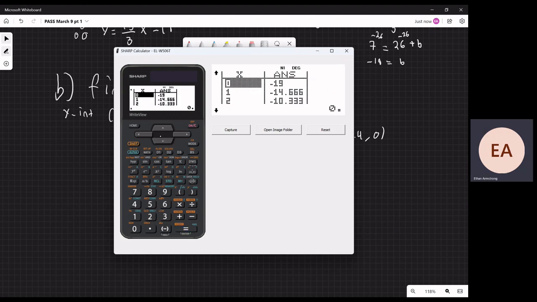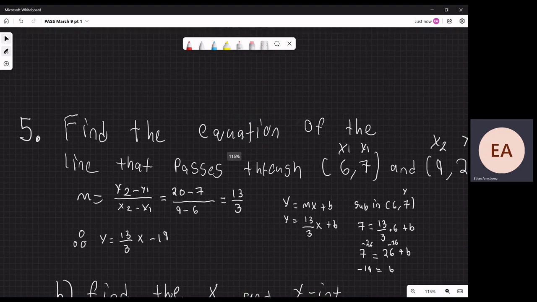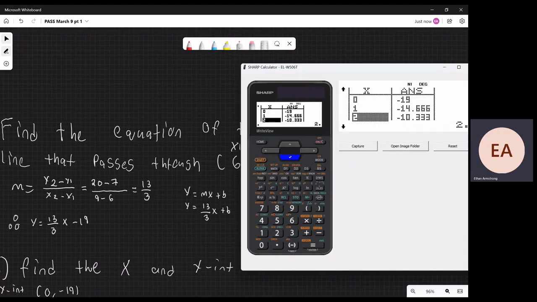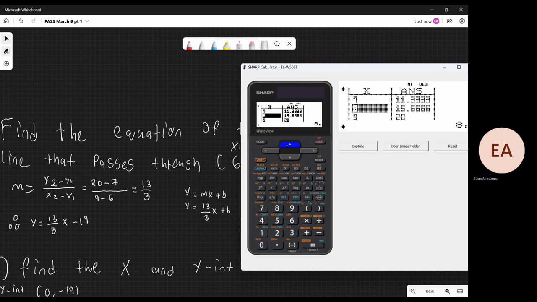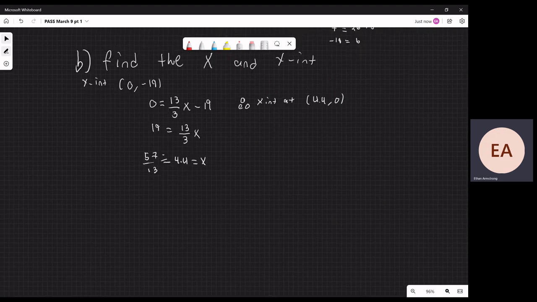And so we see our y-intercept here, and we can check our points. So it passes through (6, 7) and (9, 20). At 6, it goes through 7, and at 9, it goes through 20. And our x-intercept, we can't quite see with this step because it's a decimal. It's between 4 and 5. But you can see that it goes from negative 1.6 to 2.6, so it had to cross through 0 between those 2 points. So that verifies it as well.